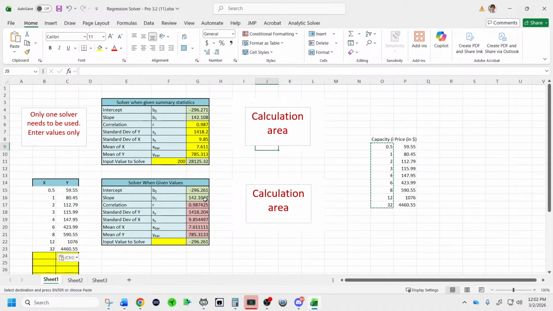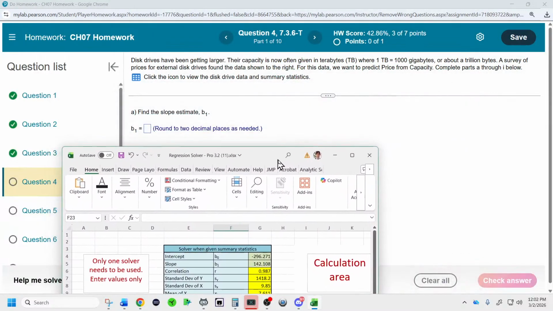Even more decimal accurate. I don't know why Pearson's not carrying the decimals. If you put 200, you should get about the same predicted price. It's just that they're not carrying all the decimals. You know what this means now, though? We can just plug these numbers in.